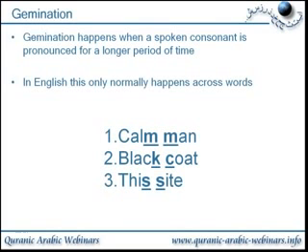So the first one here, if we say calm man, the two M's sort of merge together and you end up holding the two M's for a little bit longer, and effectively you're not taking a pause between the two letters. The second one is black coat. The same thing's happening there, slight pause actually between the K and the C, but generally we're going directly into the sound of the K, into the sound of the C. And probably the best example is number 3. If we say this site, effectively you're holding the S at the end of the word this, and you're finishing off the sound of the S in the next word, which is site. So this is called gemination. It's effectively the merging of two sounds into one sound, and you hold it for a little bit longer.